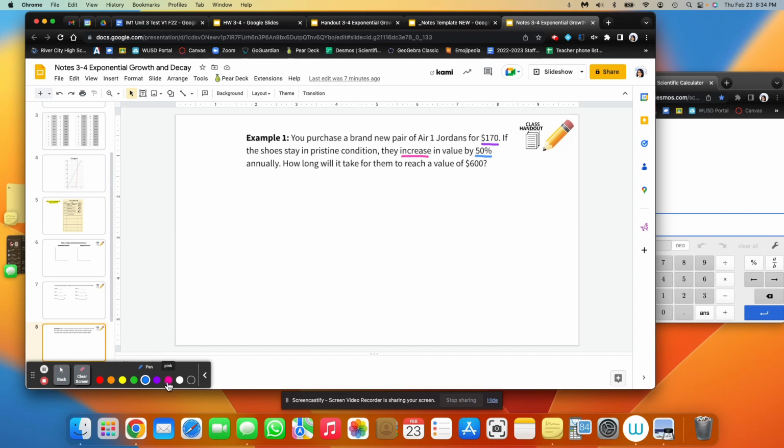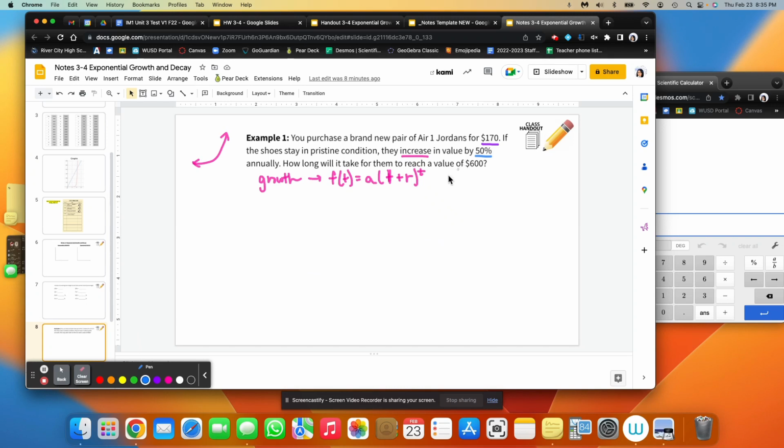So I know that because it says increase, this is a growth problem because we know that it's going to increase in value. It's going to look like this if we were to graph it. So if it's a growth problem, we know that the formula that we're going to use is f of t equals a times one plus r to the t power.